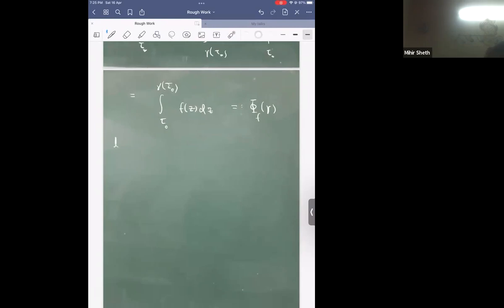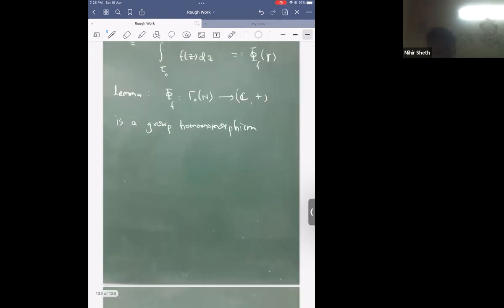So a small lemma is that this phi of f, as a function from gamma 0 of N to the complex numbers, is a group homomorphism, where I look at C as an additive group. It's very easy.